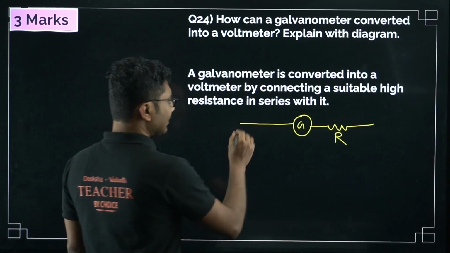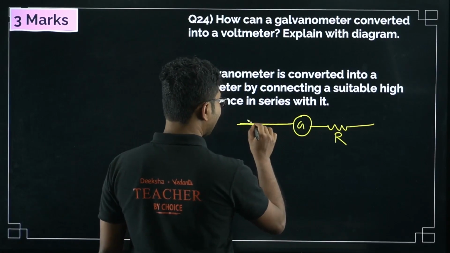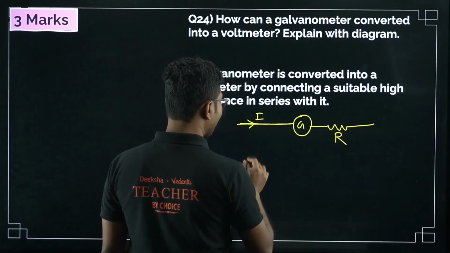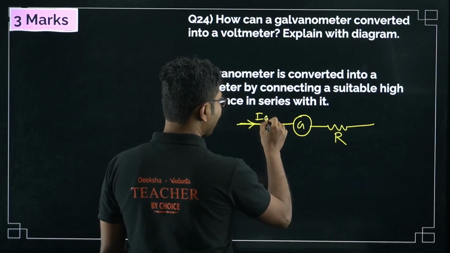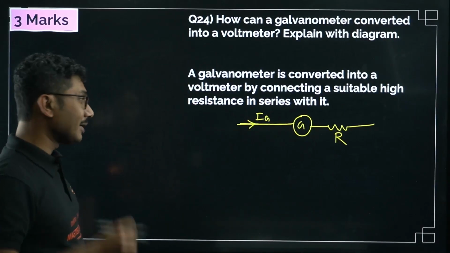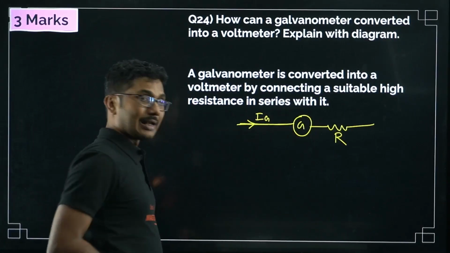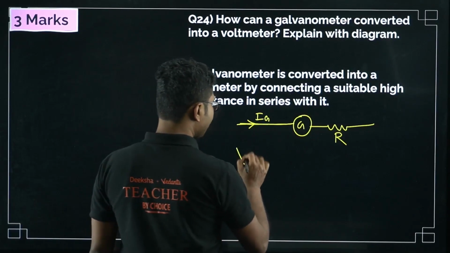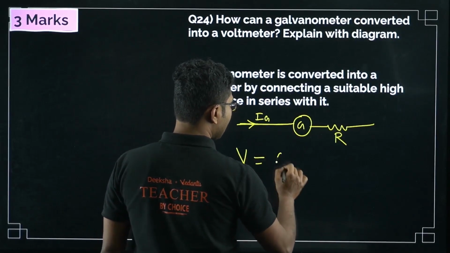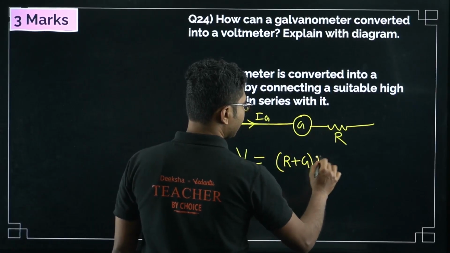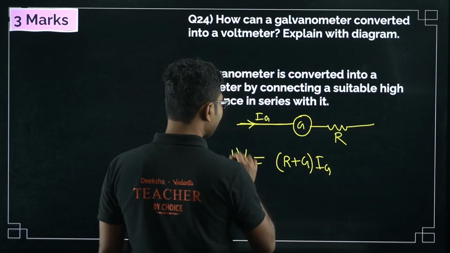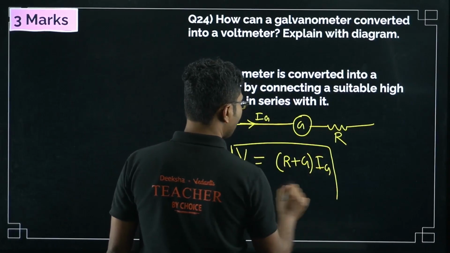Okay. So whatever current is passing through this, the voltage across this will give you that maximum current, which will be the current through the galvanometer, right? Maximum current through the galvanometer. So what is the measured voltage? Maximum measured voltage is basically R plus G into Ig. Simple equation, just mention it, you will get full marks.